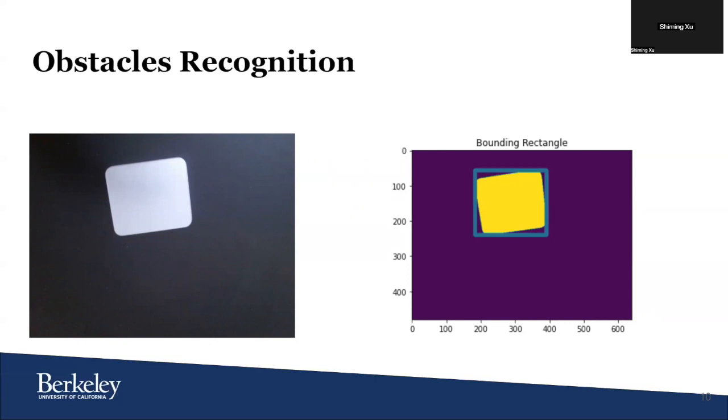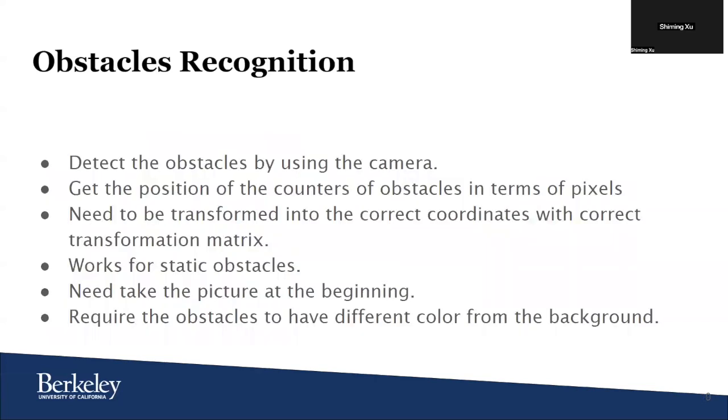Previous slide, please. This method of finding the position of obstacles still has some disadvantages. One is that it only works for static obstacles since the picture was just taken once at the beginning, and the color of the obstacles needs to be different from our background. We will try to improve this in the future.